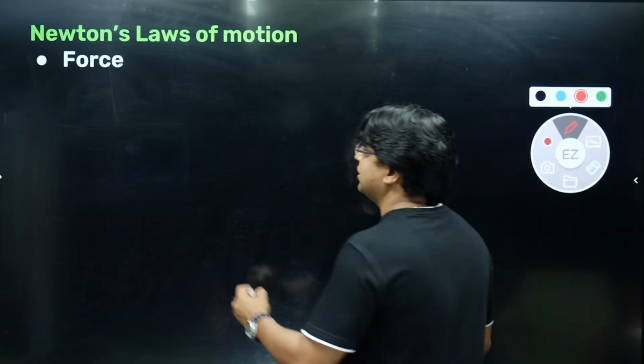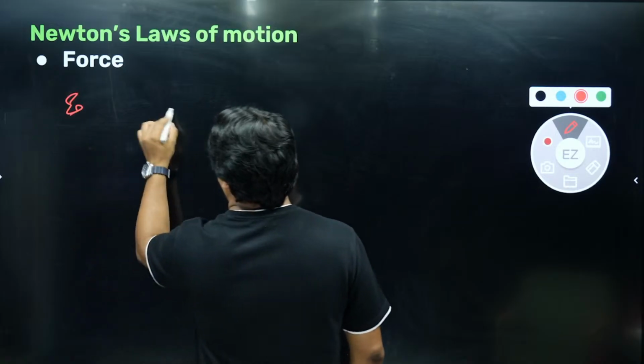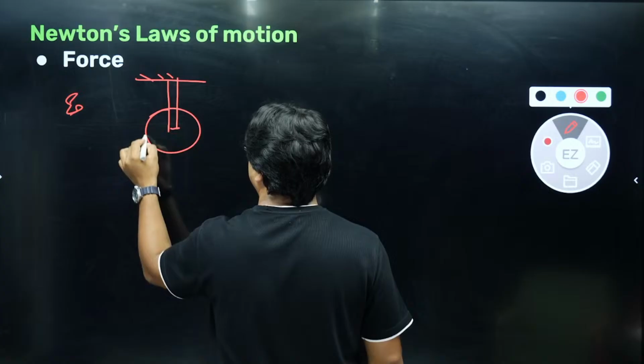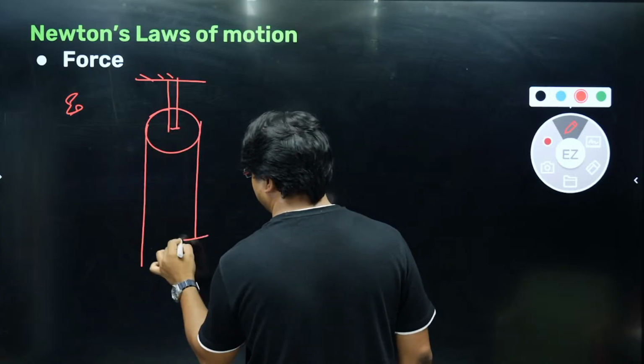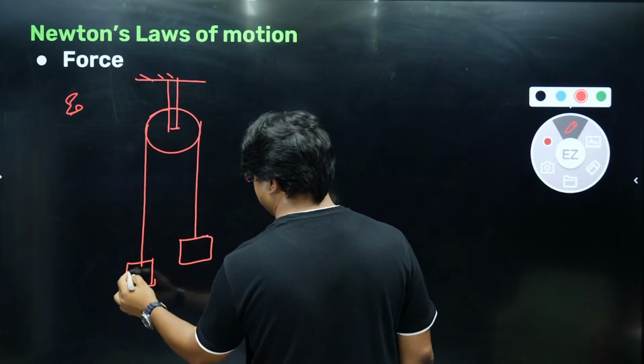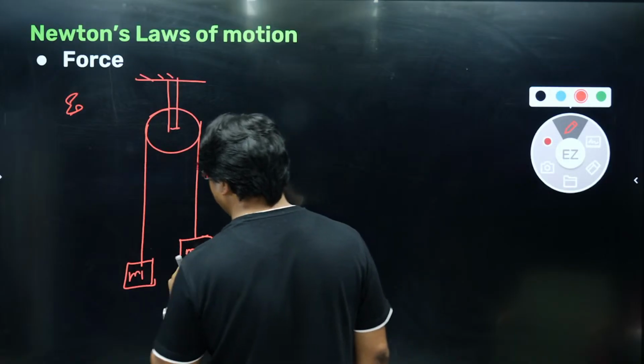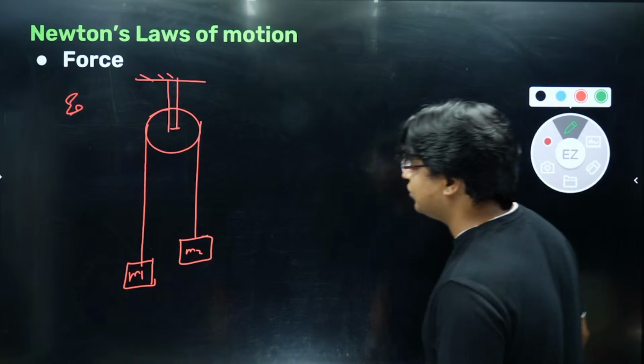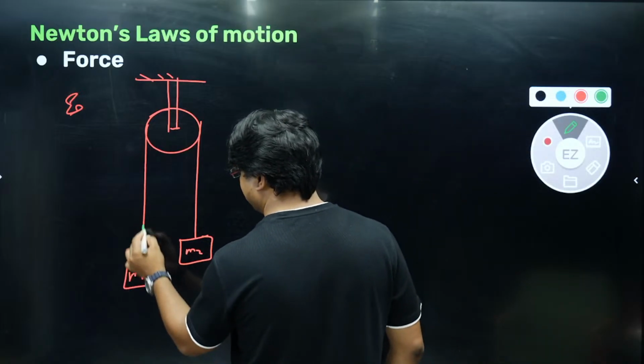Let me take a little bit more complicated example to explain. Suppose I draw a pulley like this, and then I say that there is a string hanging from the two sides and there are blocks like this. Let's say this is M1, let's say this is M2. I'm interested in drawing the tension forces. So the tension on block M1 will be in the upward direction.